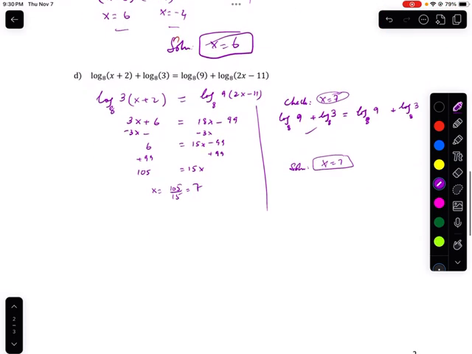Looking at the next one. So now we have two log terms on the left and two log terms on the right. I will just put them as a single log term on the left and a single log term on the right. Because each one has a positive sign, we can just multiply the arguments. So 3 times x plus 2. Then on this side log base 8 of 9 times 2x minus 1. Now use the 1-to-1 property.